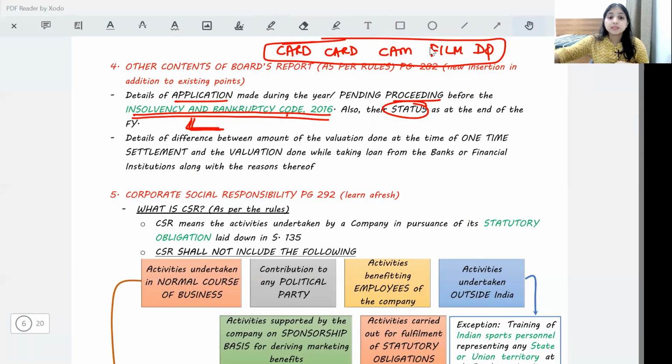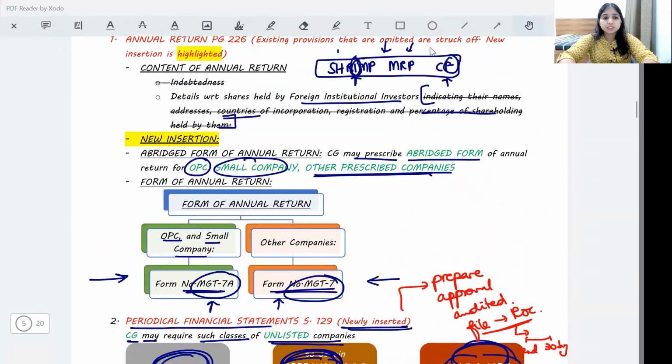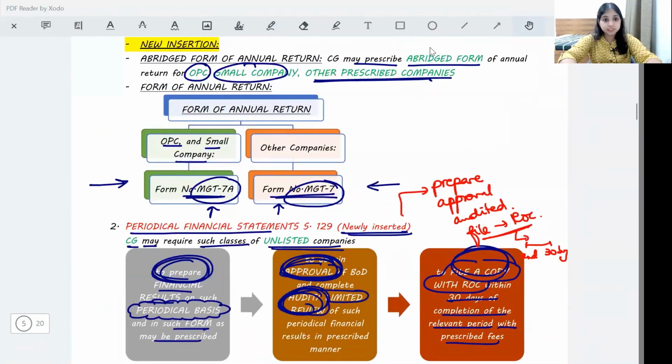Then number 2, details of difference between amount of valuation done at the time of one-time settlement and valuation done while taking loan from the banks or financial institutions, along with reasons thereof. Basically, any differences in valuations done with banks when you took a loan, details about these two have to be included in the board report. So these two are extra points to be written in the board report as per the rules. These 4 points, fine. Out of these 4 points, I would say the most important points are the first 2.